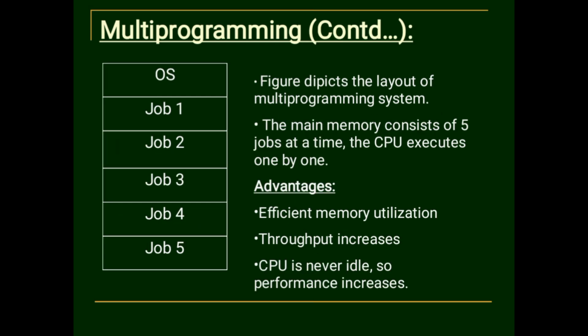Next one, multi-programming or job scheduling process. There are 5 jobs in the OS for the CPU. The figure depicts the layout of a multi-programming system. The main memory consists of 5 jobs at a time. The CPU executes them one by one. Job scheduling is a multi-programming process. The advantages: efficient memory utilization, the CPU is never idle, so performance increases.